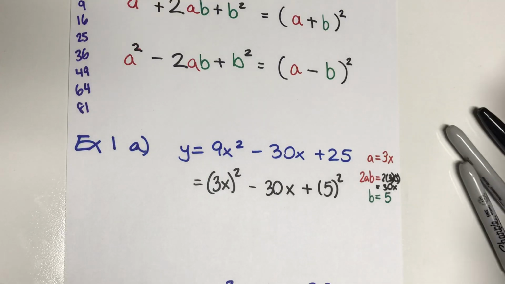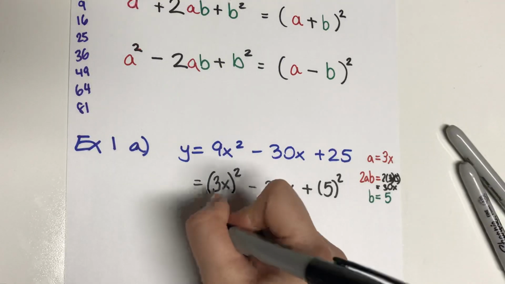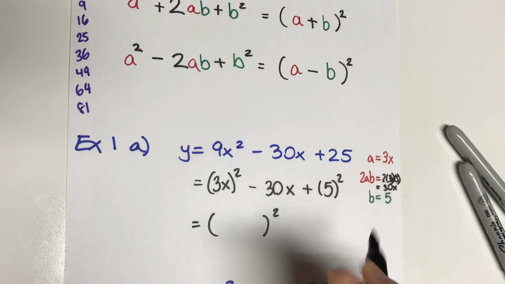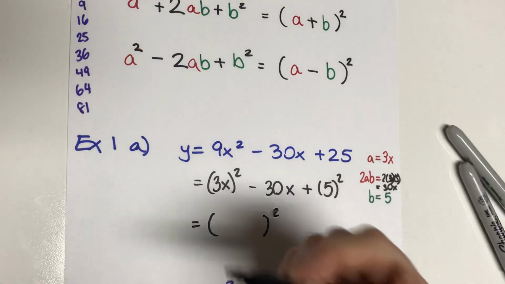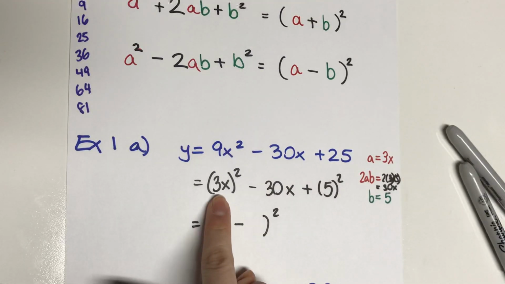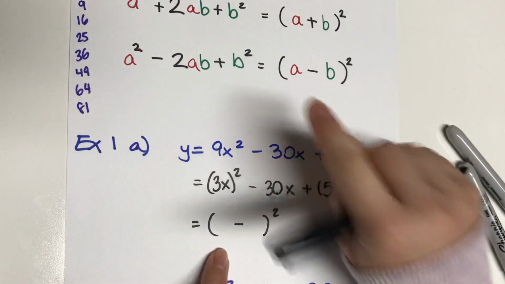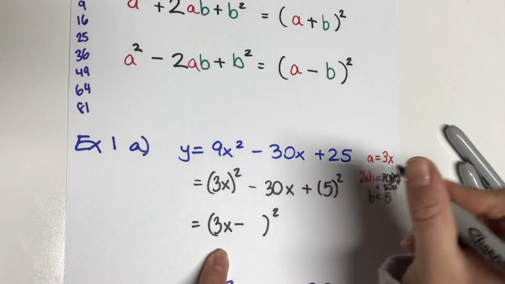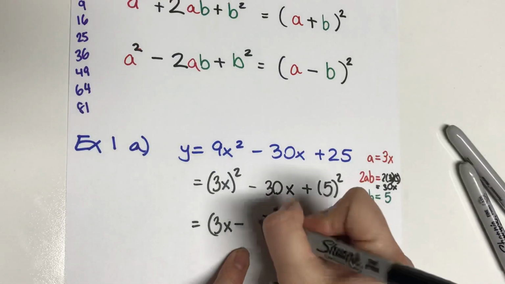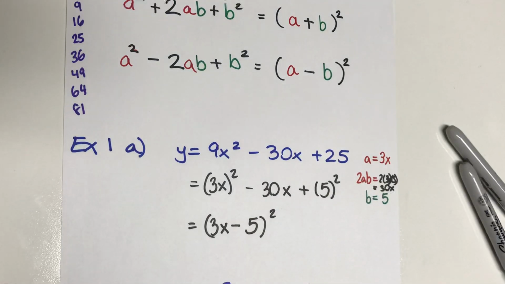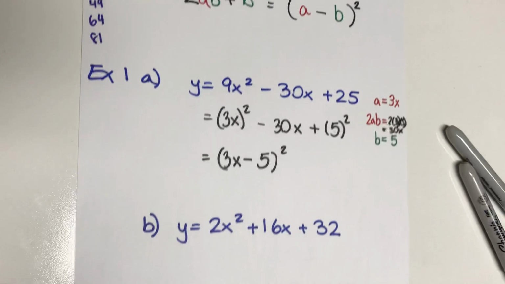And then in order to factor it, I'm just going to take brackets squared. This is a minus sign, so it's going to be negative in between. I'm going to take my a and put it first, and then I'm going to take my b and put it second. Next example.